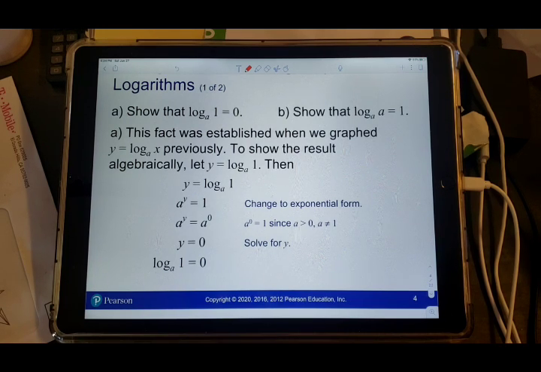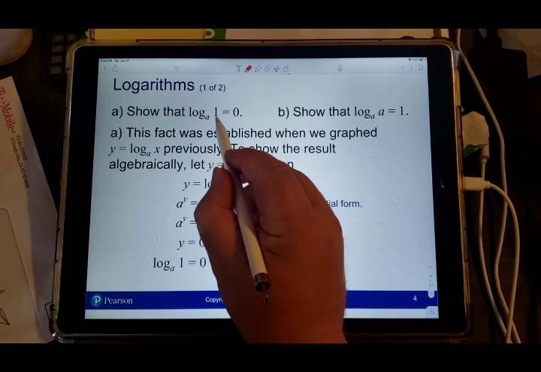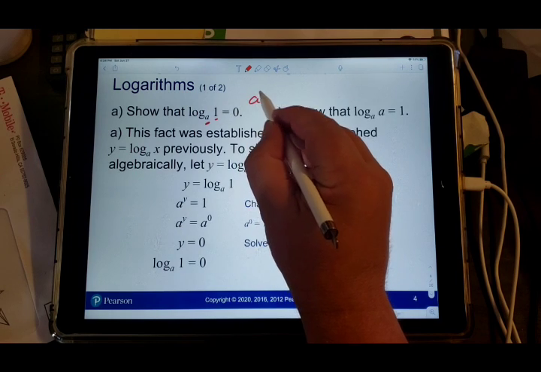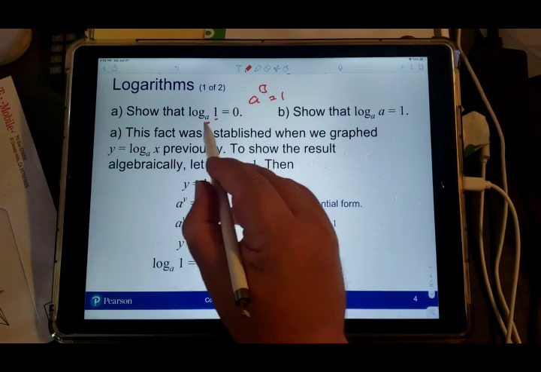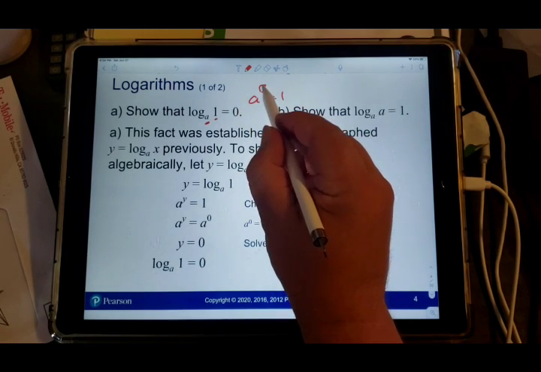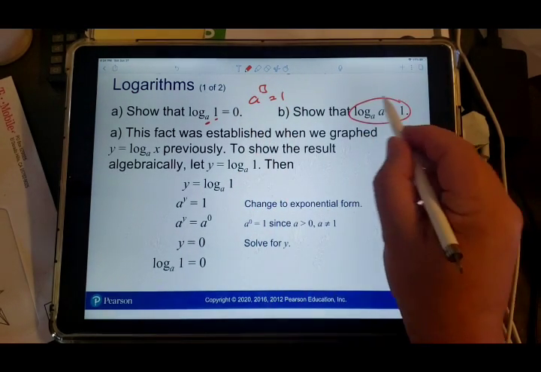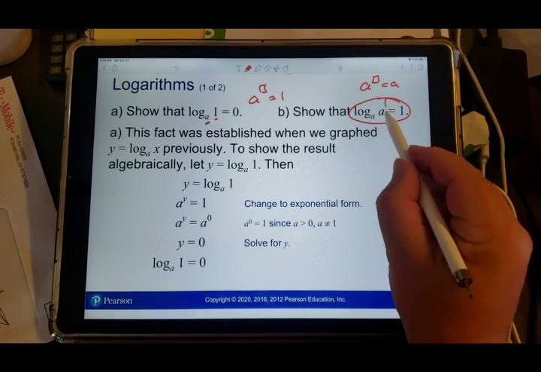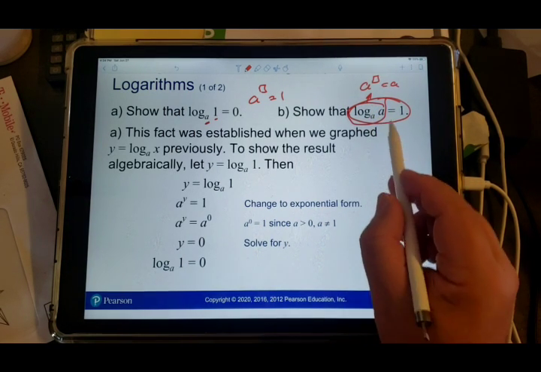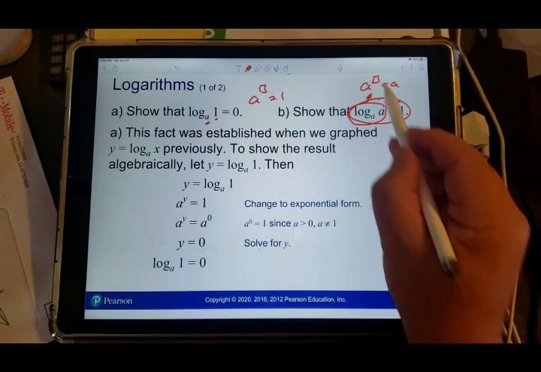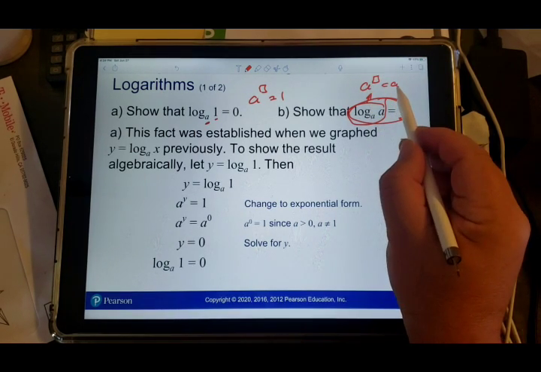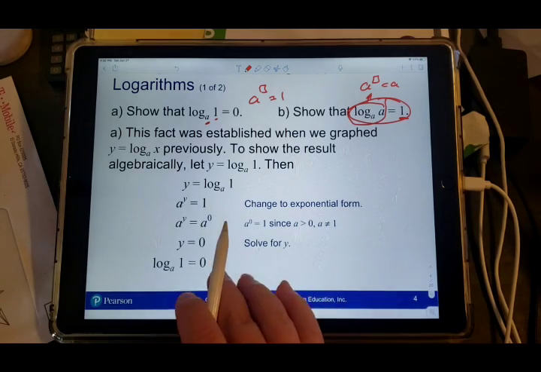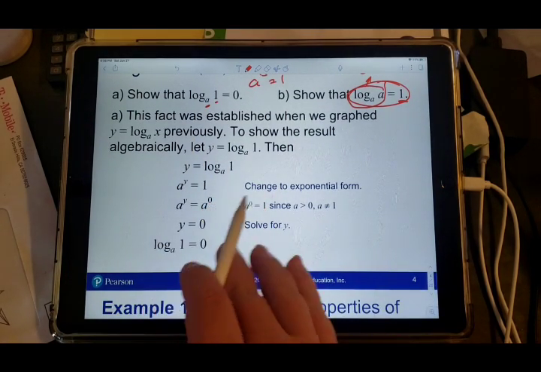by now you should understand logarithms numerically, and so you should know what this means. Log base a of 1 is saying, what exponent do I put on a to get 1? What exponent do I put on a to get 1? And the answer is 0, because a to the 0 equals 1. Same thing here. What exponent do I put on a to get a? In other words, that's what a logarithm is asking. And of course, the mystery number is 1, because a to the 1 equals a.